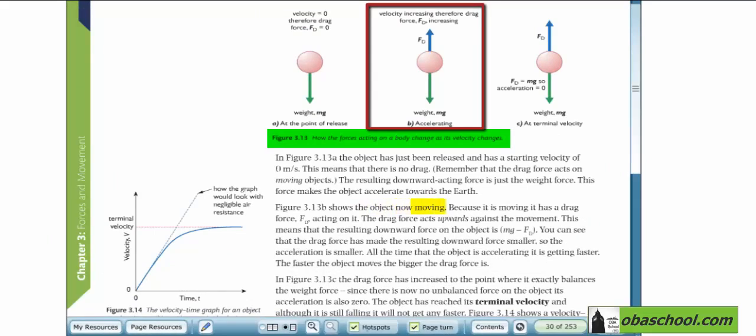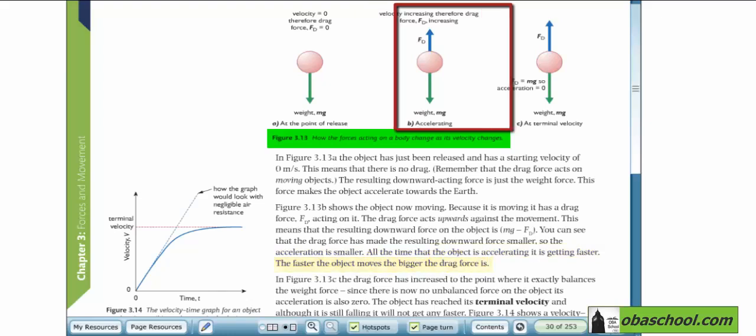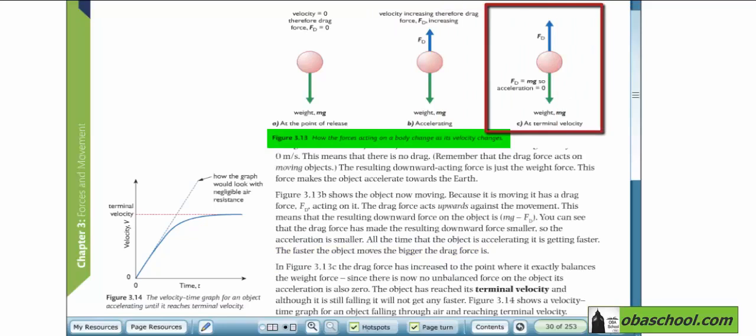Now the second case shows the object now moving. Because it is moving, it has a drag force. The drag force acts upwards against the movement. This means that the resulting downward force on the object is mg minus Fd, since here the mg is bigger than the Fd. Also, the acceleration is smaller, and the object is accelerating. It is getting faster. The faster the object moves, the bigger the drag.